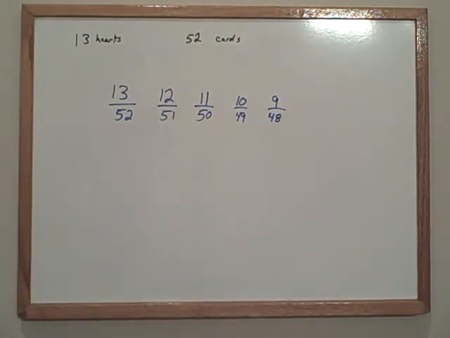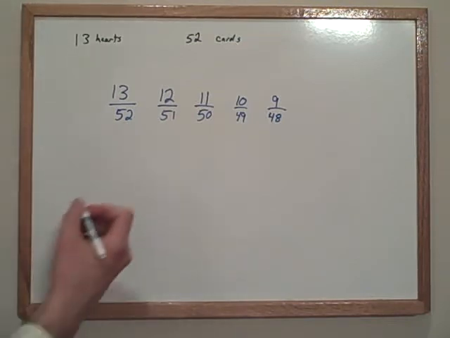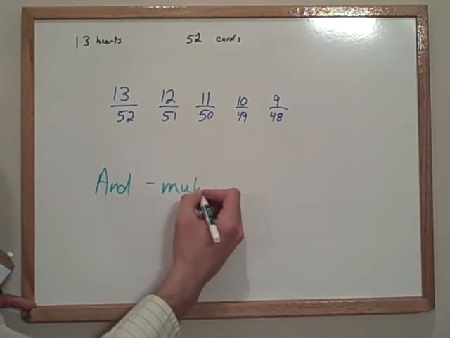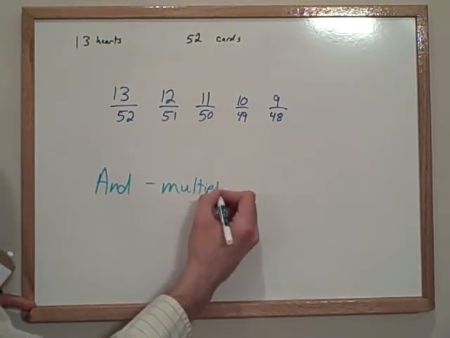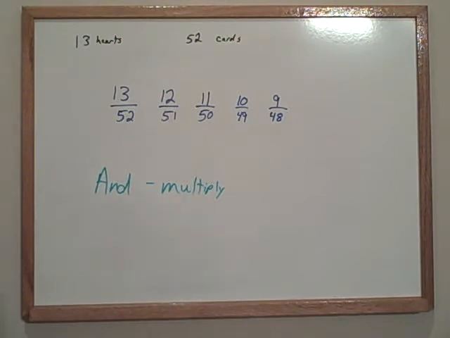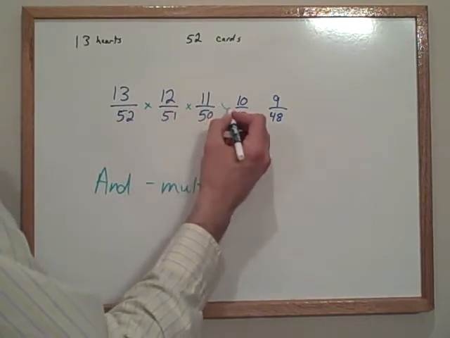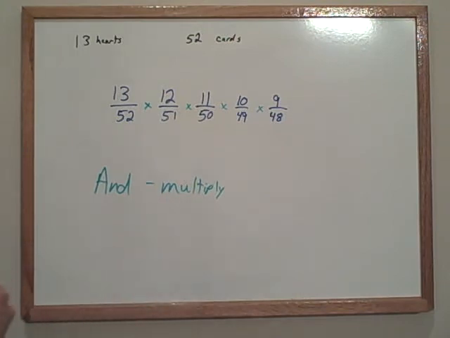Notice the word I said in there that was incredibly important. I said the word and. And it means multiply. When it comes to probability, I know I may have said that or means multiply. It's in different situations, but when it comes to probability, and means multiply. So we're going to multiply all these. We want this and this and this and this and this. We will simply type that in the calculator, and then we'll get an answer.